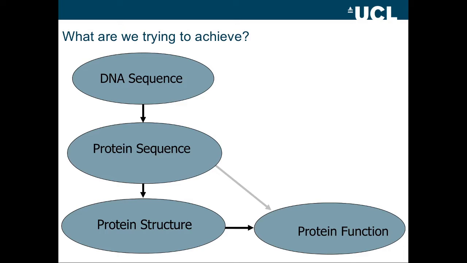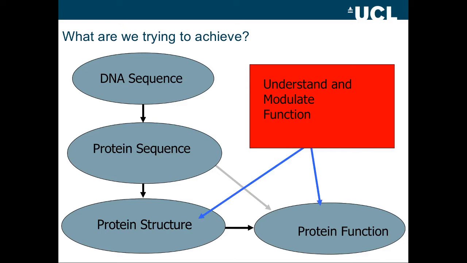What are we trying to achieve? Well, we've seen this slide some time ago. The idea of the central dogma of biology, that DNA sequence encodes protein sequence, which folds up into protein structure, and that has a function. So we can try to understand that function from protein structure, and we can also try to predict things about the function from the sequence. And once we can understand these things, then we can hope to modulate function by intervening with drugs.